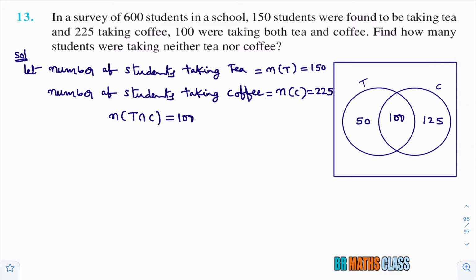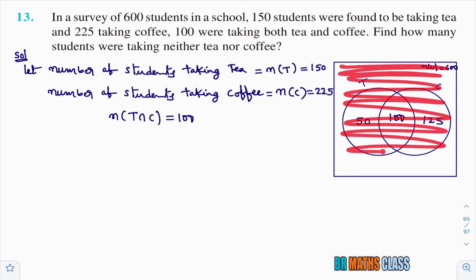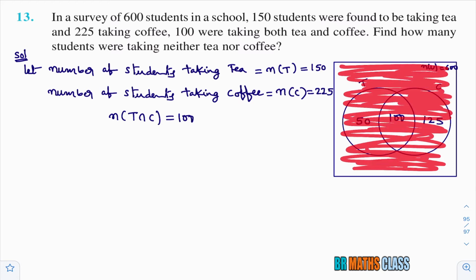Here the point is, find how many students were taking neither tea nor coffee. Actually, those students are present in this zone, please try to understand. In a survey, a total of 600 students are there. Actually, this is n of universal set. That means the number of students taken is 600. So, this full is 600 students. Please try to understand.